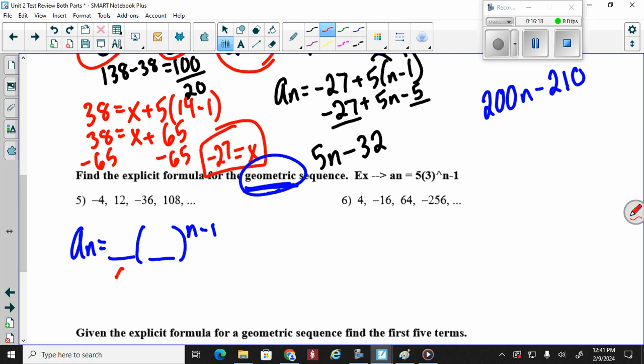Remember, this is my first term. I can literally use my eyes to see my first term. What am I doing? I am multiplying by negative 3 every single time. There's my answer. All right. Same concept for 6. My first term was 4, and I'm multiplying by negative 4 to the n minus 1.